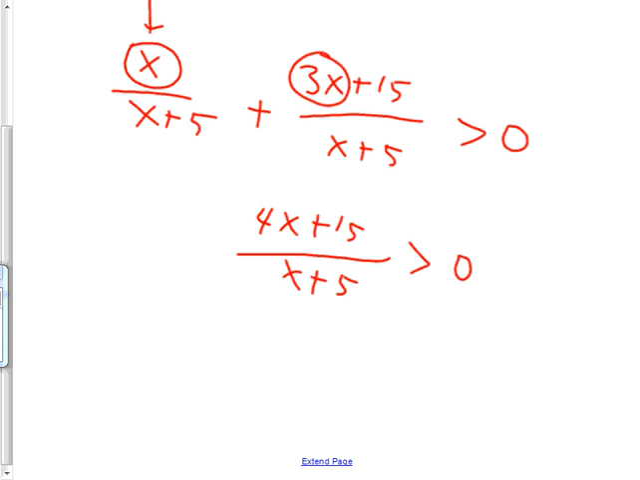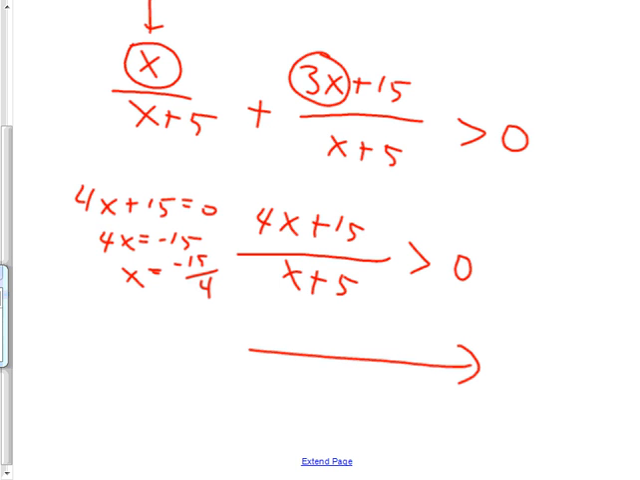Now it's just like any other problem. You say, what are the things that make the top 0? It's not a nice number, but I can set 4x plus 15 equal to 0 and solve it. 4x equals -15, x equals -15 fourths. I can get what makes it 0. Okay, so -15 fourths is an important thing, and so is -5.